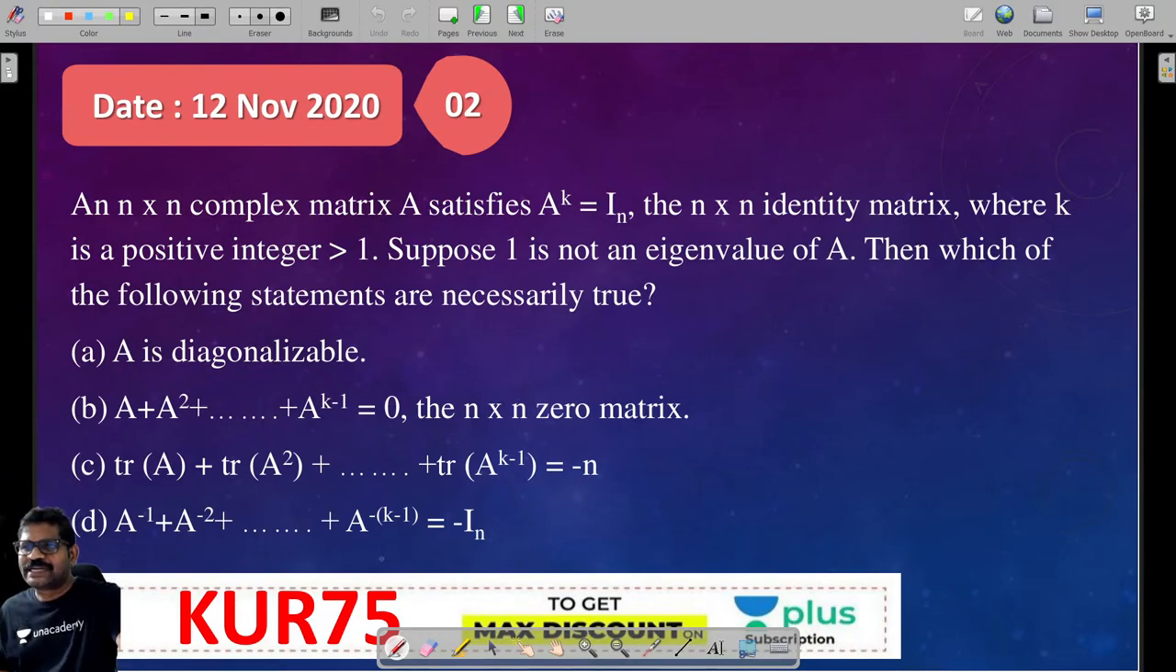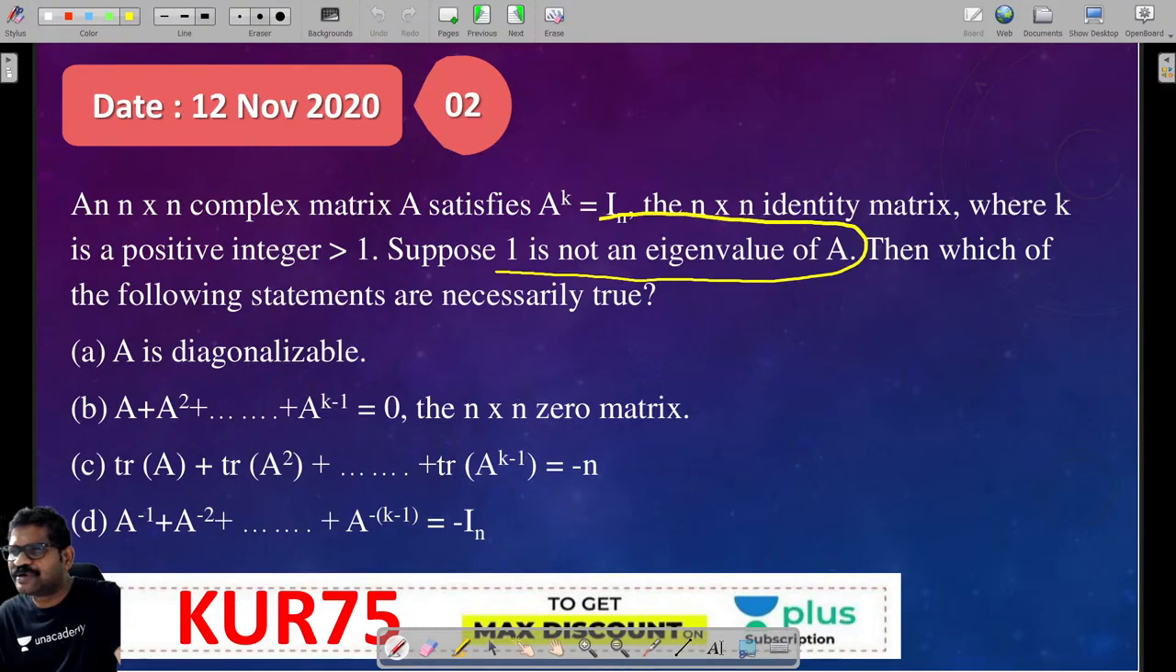Second problem. Matrix N cross N is a complex matrix satisfying the condition A power K equal to I. Here I is an identity matrix where K is any positive integer greater than 1. Suppose 1 is not an eigenvalue of A. This is the keyword. Then which of the following statements are necessarily true?